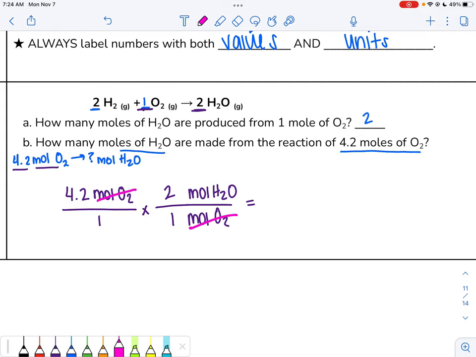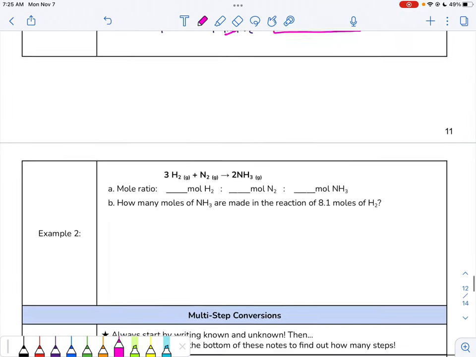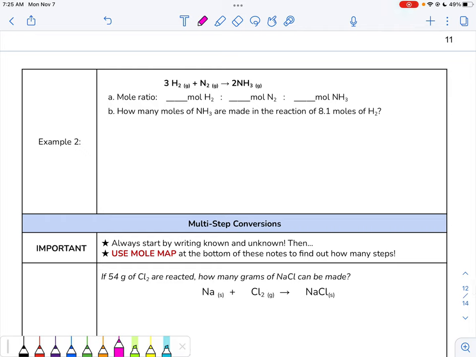It's still early. And then I'm ending up with moles of H2O, which is exactly the units that I want at the end. So 4.2 times 2 is gonna give me 8.4 moles of H2O. I need 2 sig figs in my answer, so this is the correct rounding for that one right there. 8.4 moles of H2O.